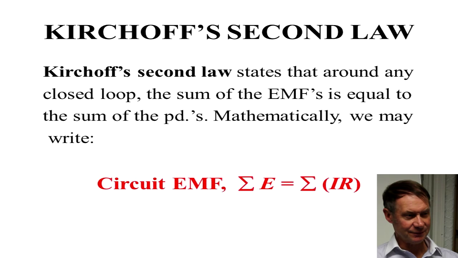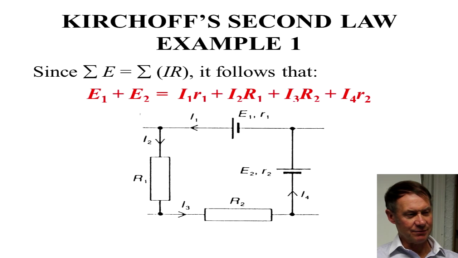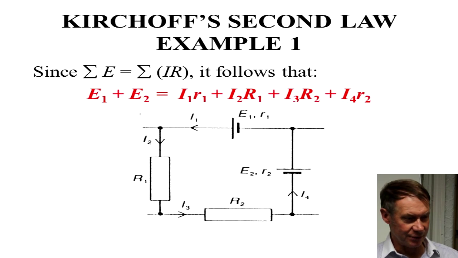In the next slide, we get Kirchhoff's second law, which states that around any closed loop, the sum of the EMFs is equal to the sum of the PDs. Mathematically, we can write circuit EMF, sigma of E is sigma of IR. And here's a simple example, just to show the question in symbols rather than numbers.